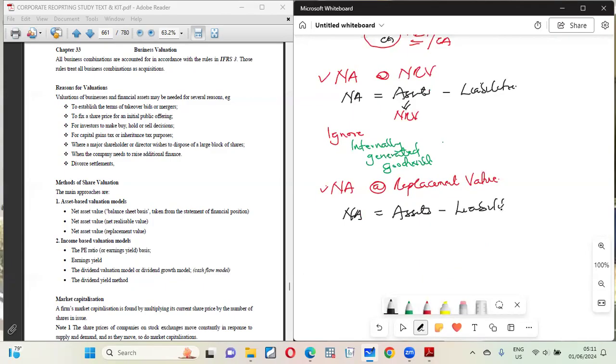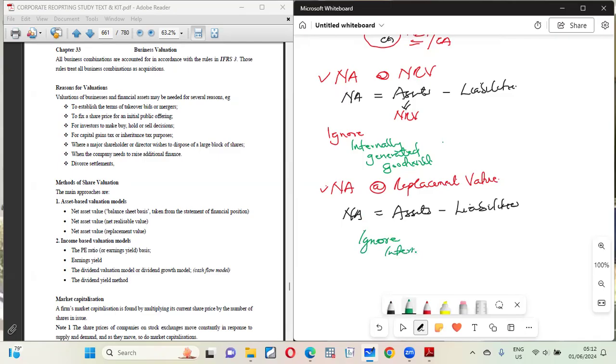The focus here is how much am I paying today? Please, it is current terms, today. So if I bought the thing 10 years ago, if I am buying it again today, how much is it going to cost? So that is the focus, replacement value. Now, this one too ignores internally generated goodwill. So please, you need to ignore.